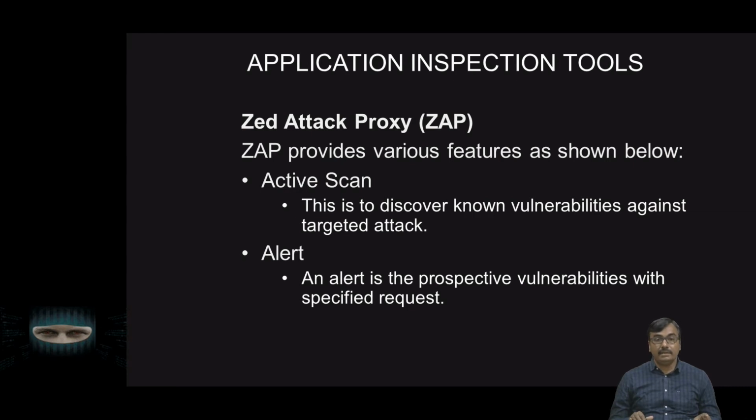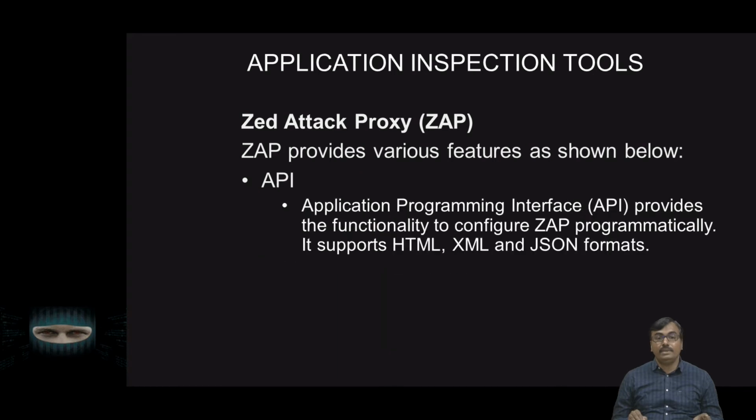Alert is there. An alert is a prospective vulnerability with a specified request. So if ZAP finds a prospective vulnerability, then an alert will be generated.